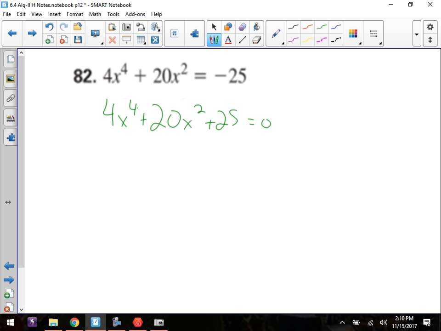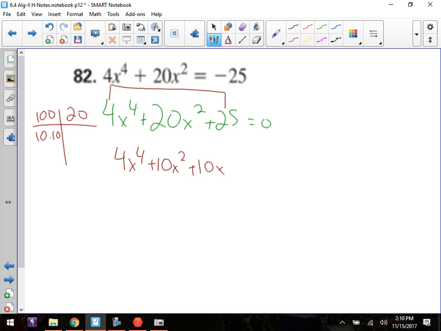I multiply my tails together. So I take what is 4 times 25? 100. What times what is 100 that I add together to get 20? 10 and 10? 4x to the 4th, 10x squared, 10x squared. And this actually is a perfect square. You could have done it that way too if you recognize the pattern.